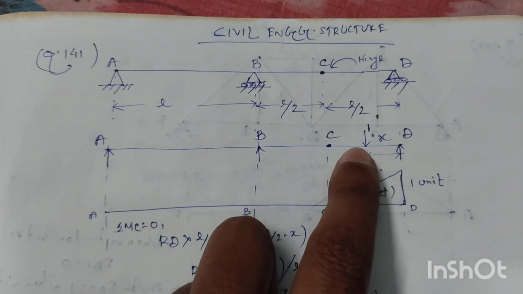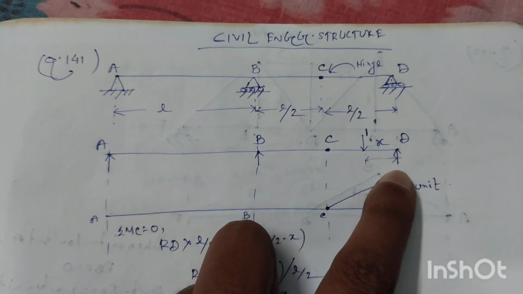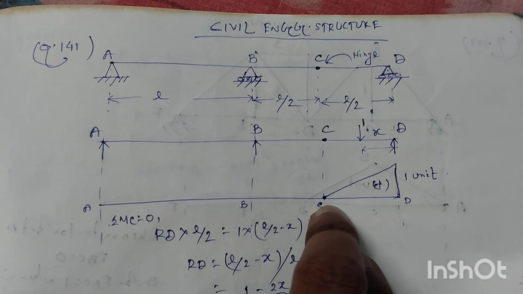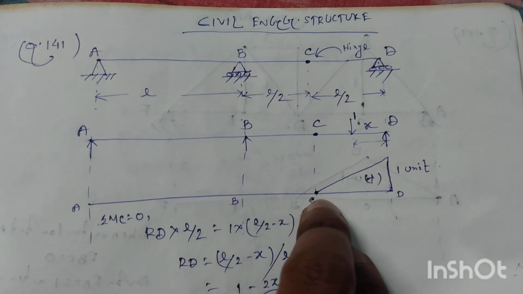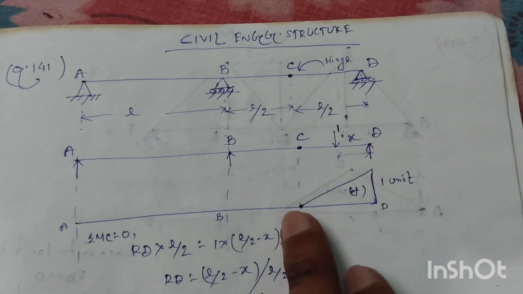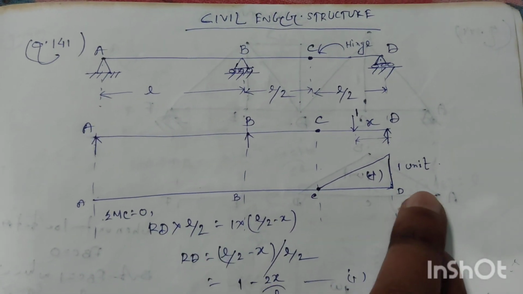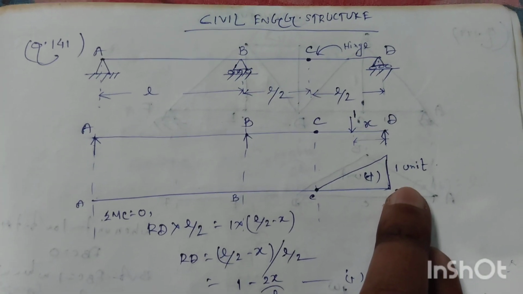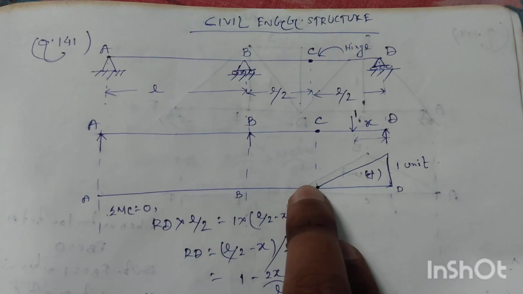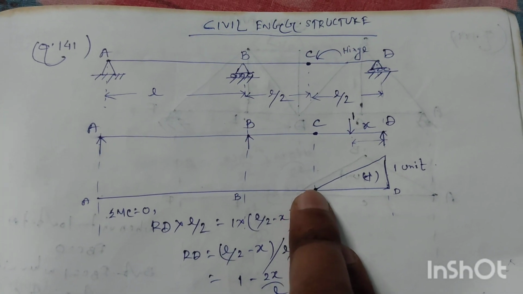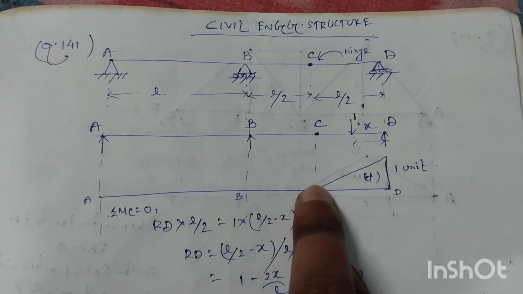Let's assume a unit load acting at a distance x from the support D, and as there is an internal hinge at point C, the summation of all moments at point C is equal to 0. For the right part, we can write RD, the reaction at support D, into this distance L by 2, rotating anti-clockwise, and the opposite moment will be the unit load into L by 2 minus x, rotating clockwise.